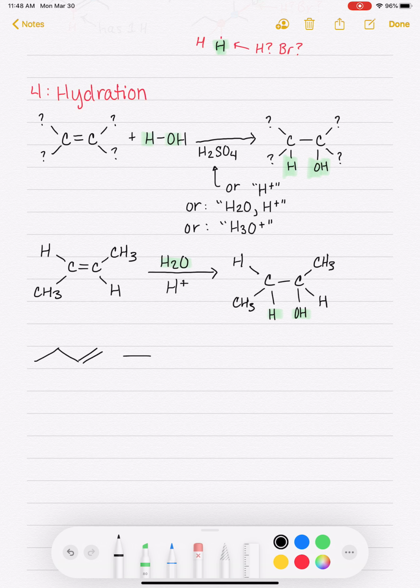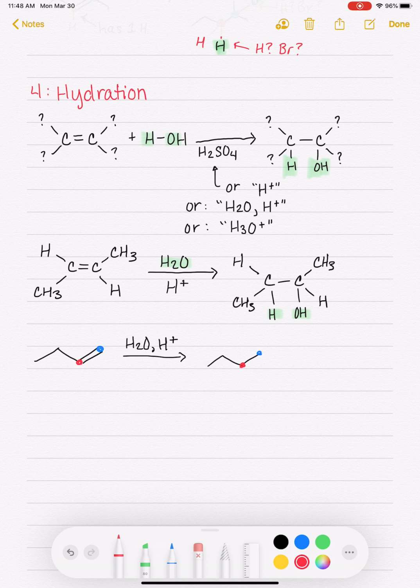This time I'm going to write H2O, comma, H+. So there's another way you could see this written. What we're going to do is redraw the molecule without the double bond. We want to find our alkene carbons, identify them, and we need to figure out how many hydrogens were already on those alkene carbons.